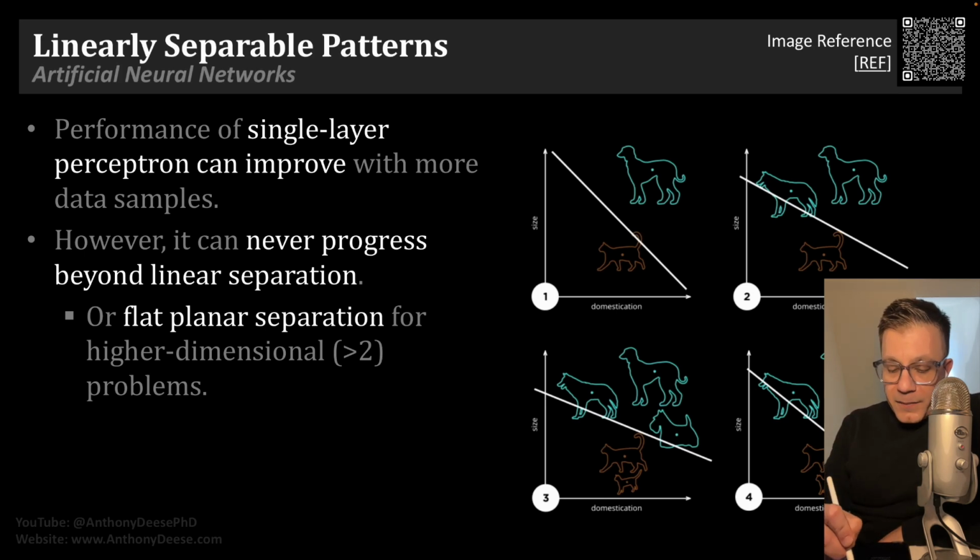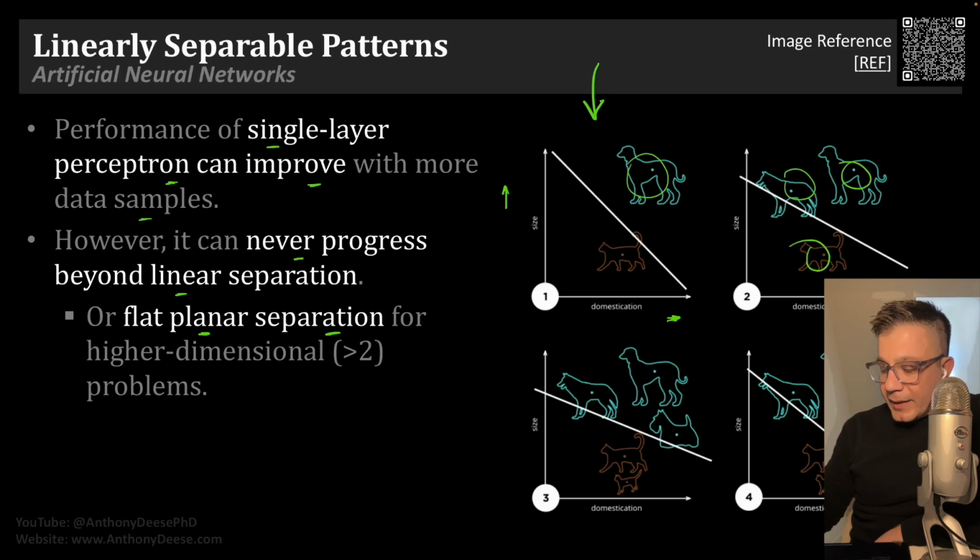Like we said before, the performance of a single layer perceptron can improve with more data samples. However, it can never progress beyond linear separation or flat planar separation for higher dimensional problems. So what does this figure over here tell us? We have an example of a binary classifier where on the x-axis and y-axis we have two characteristics, domestication and size, and then you can see here we have examples of dogs and cats.